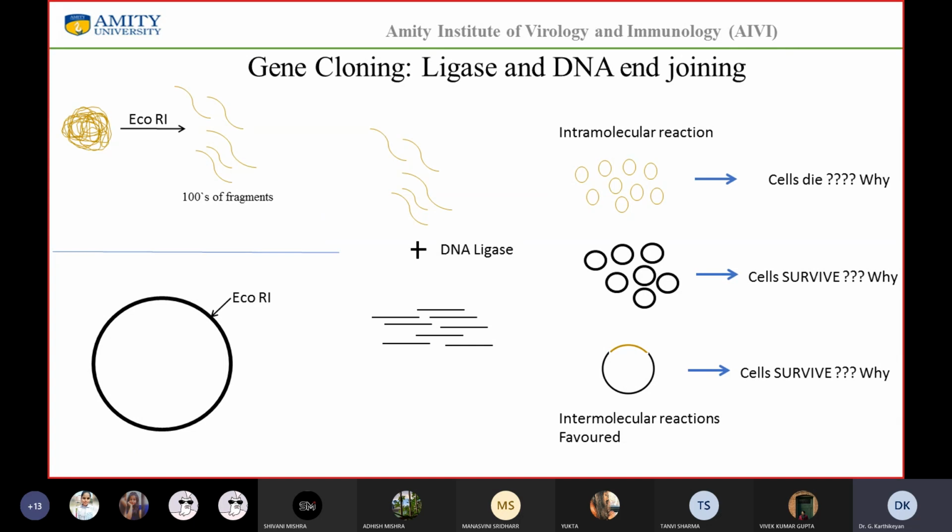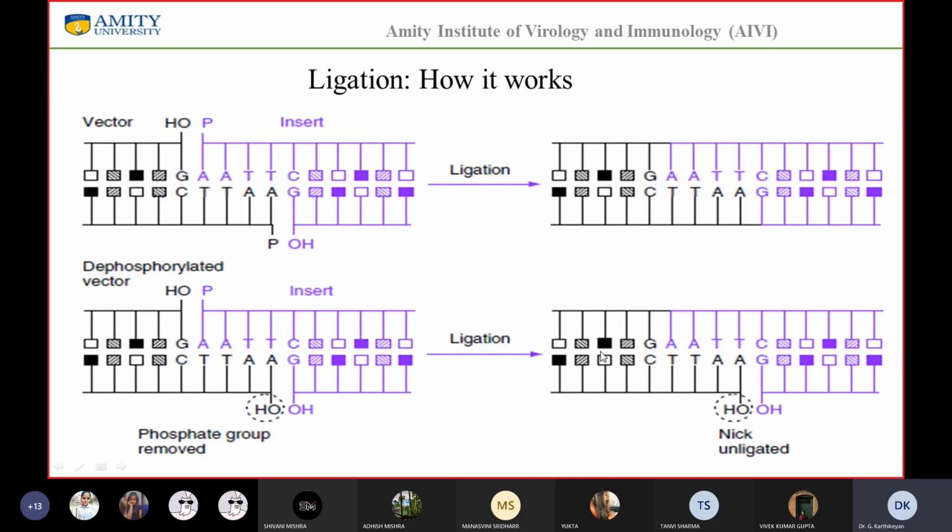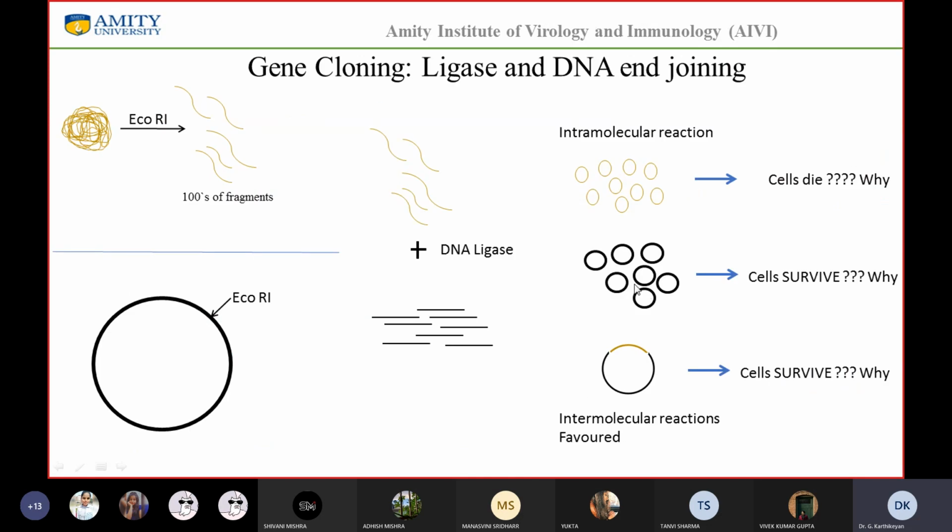Okay. But there are some neat tricks by which you could prevent this, and you can essentially favor everything to go in this direction. Okay. And how do you do that? Basically, remember, you have a phosphate group and the ligase only looks at a phosphate and the hydroxyl group. So essentially, when you make what is called a dephosphorylated vector, this phosphate group is removed. By removal of this phosphate group, typically you are able to bring down this intramolecular reaction by more than 99%.